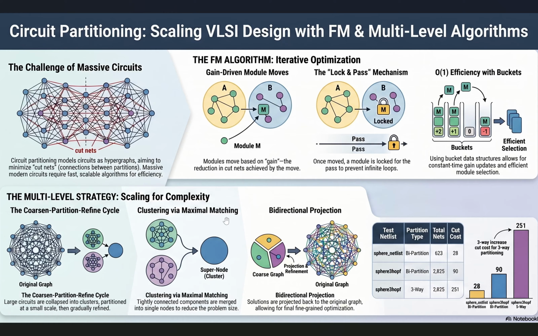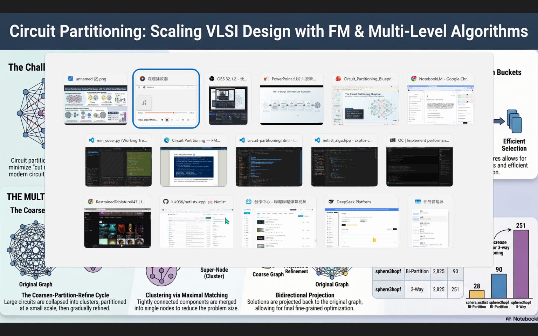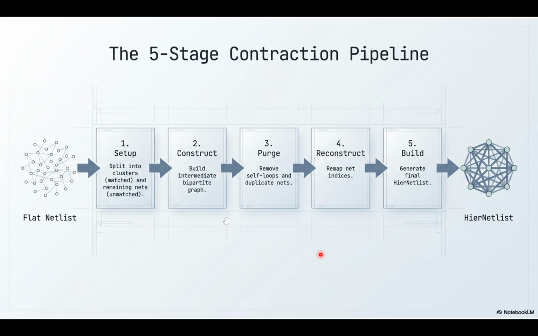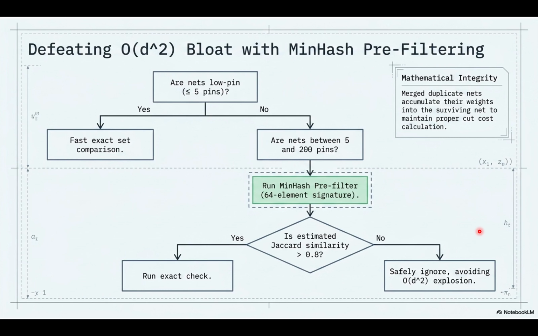You're spot on. But detecting those duplicates is computationally punishing. To prove two nets are truly identical, you have to cross-reference their entire pin lists. Which takes time. Right. Across millions of contracted nets, this scales at O(n squared). It is a quadratic time complexity that will entirely bottleneck the CPU and stall the whole partitioner. So to circumvent that quadratic bottleneck, the CKPTN-CPP library deploys this really clever trick. A min-hash pre-filter for any nets containing between 6 and 200 pins.